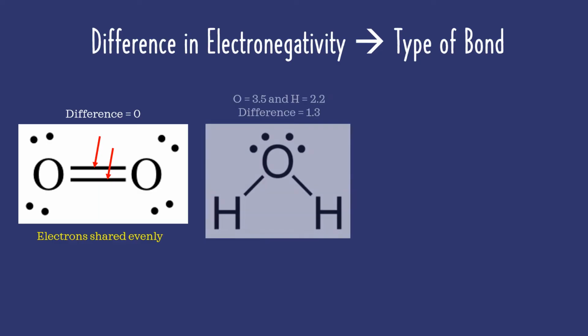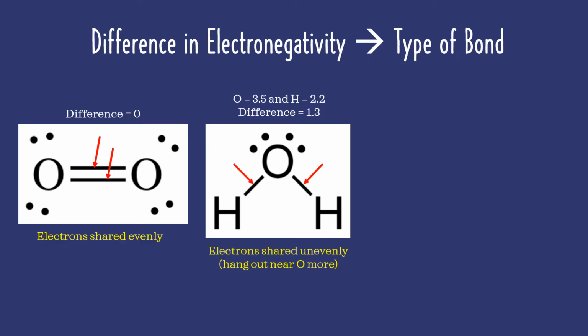The next example is H2O, which is water. Because oxygen is more electronegative than hydrogen, it tugs hydrogen's unpaired valence electrons toward it. These electrons hang out near the oxygen's atomic nucleus more often than they are found near the hydrogen's atomic nucleus.